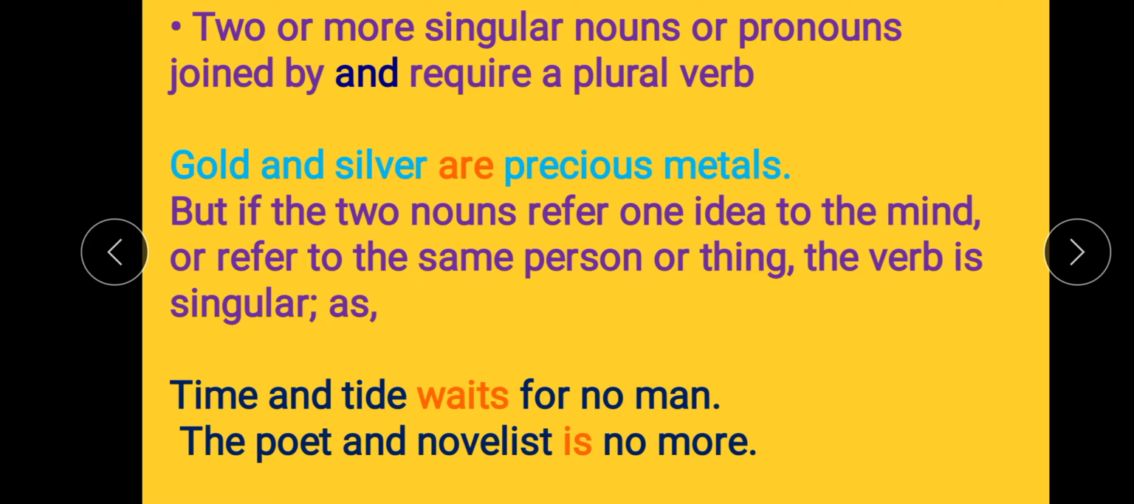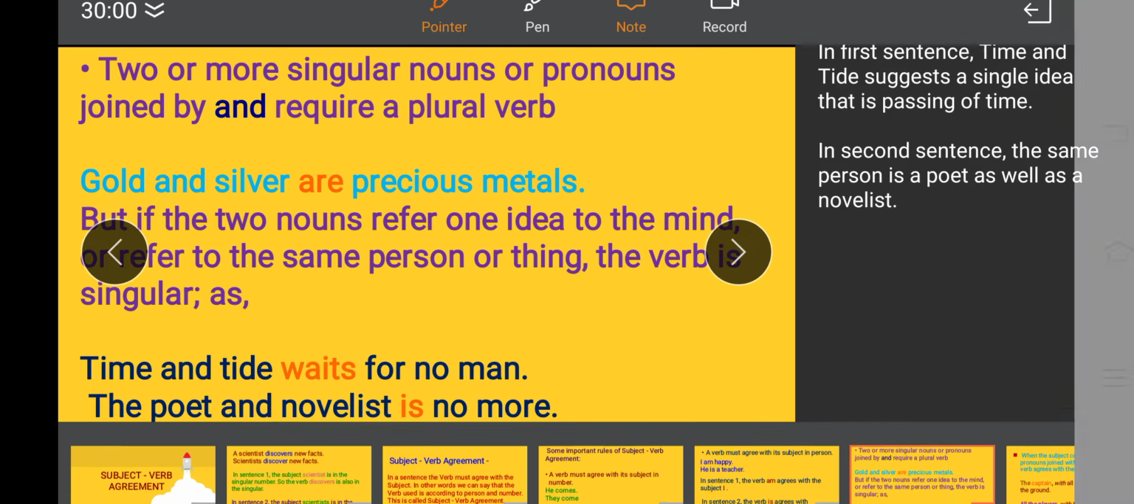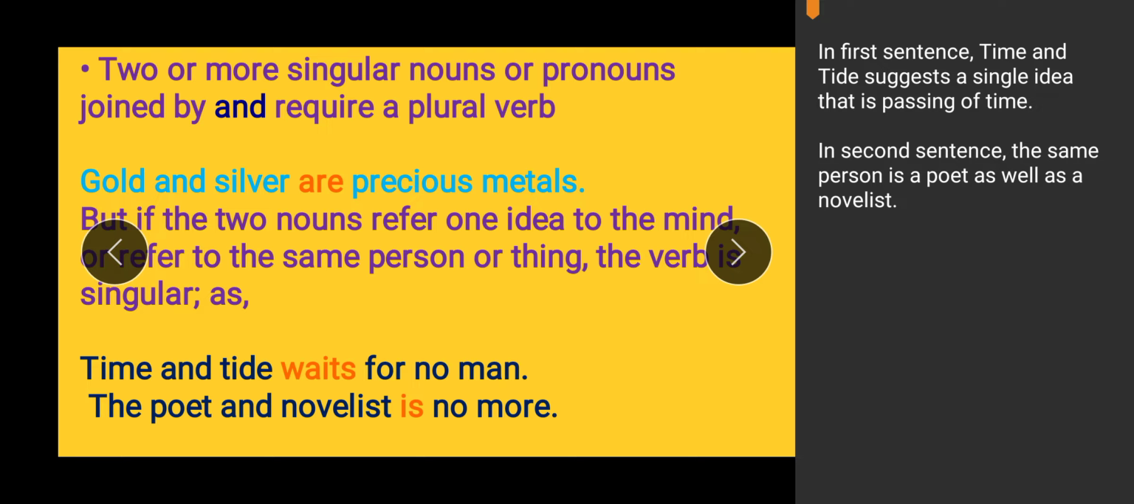And in the second sentence, these nouns are referring to the same person. In the note it is given, in the first sentence, time and tide suggests a single idea. That means it is referring to the idea of passing of time. Okay. And in the second sentence, the poet and the novelist is no more. Here the poet and the novelist is the same person. Okay, they are not two persons, they are only one person. That person is the poet and that person is also the novelist.